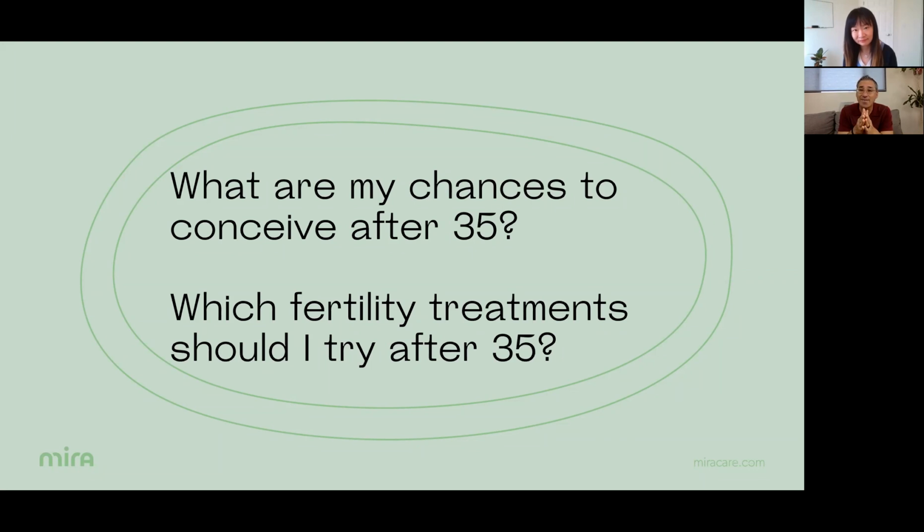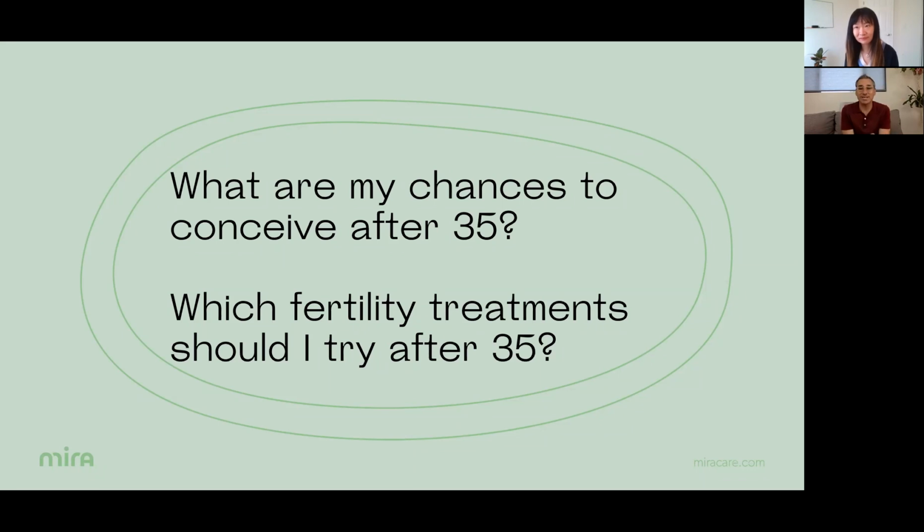Okay. And then there are thresholds. From 35 to 38 is one threshold, 38 to 40 is another, 40 to 42, 42 to 45, and then 45 and older. And with each one of those thresholds, our chances of conception decrease. Okay? So we need to do everything that we can to improve our chances.